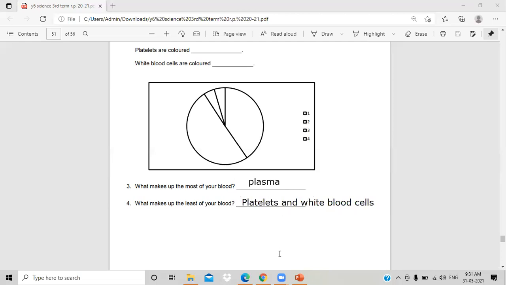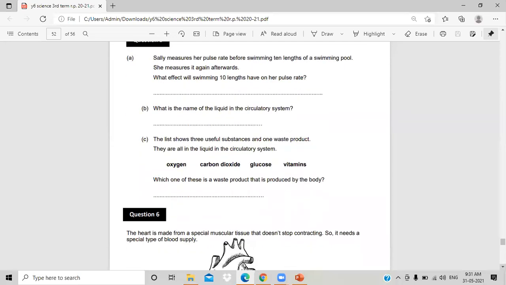Okay. Now I want you to open page 52. Are you done? Should I erase? Yes. Okay. Page 52. Question number 5 says, Sally measures her pulse rate before swimming 10 lengths of a swimming pool. She measures it again afterwards.